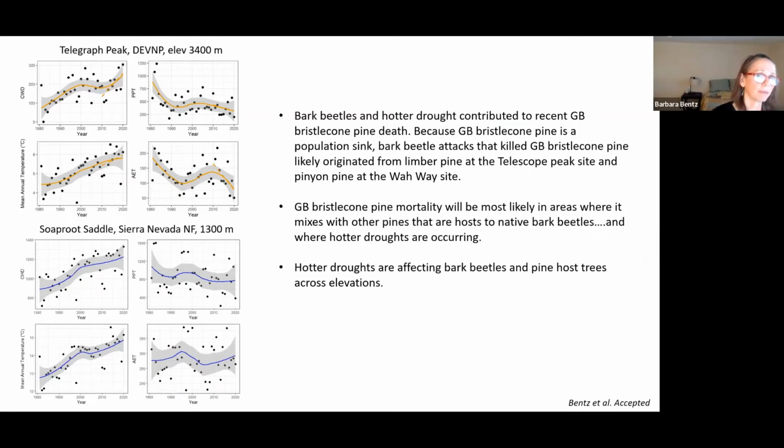But again, because it's a population sink, the attacks likely came from other host pines, limber pine at the Telescope site and pinyon pine at the Wah Wah site. So we're suggesting that in the future, Great Basin bristlecone pine will most likely be in areas where it mixes with these other pines that are host to native bark beetles. And also, unfortunately, where these hotter droughts are occurring. So I think it suggests that these hotter droughts are affecting bark beetles and their pine host trees across multiple elevations.